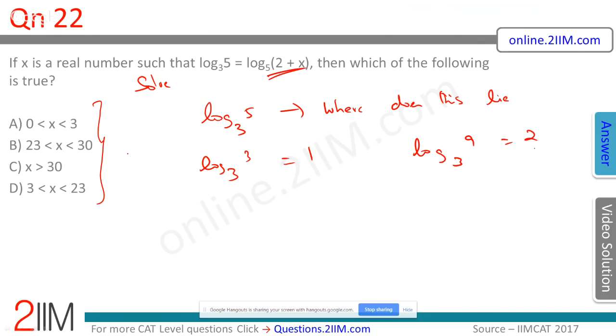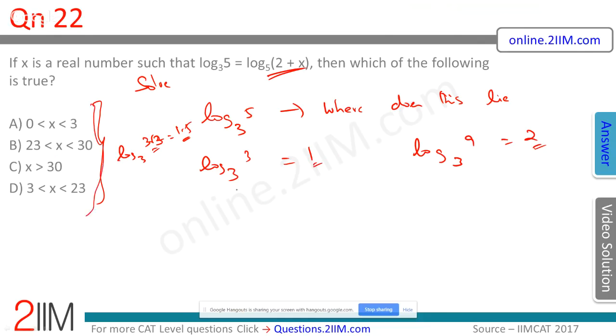If log 3 root 3 to the base 3 is 1.5, 3 power 1.5 is 3 root 3. That is close to 5. That's what we are looking for. But I know it lies between 1 and 2. That much I know. I'm looking for a range.